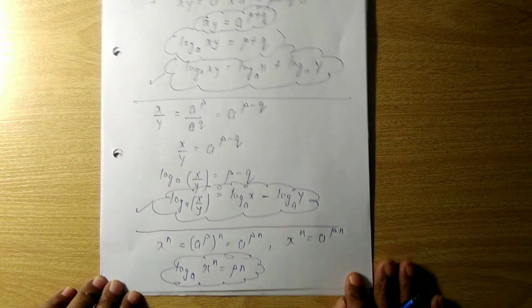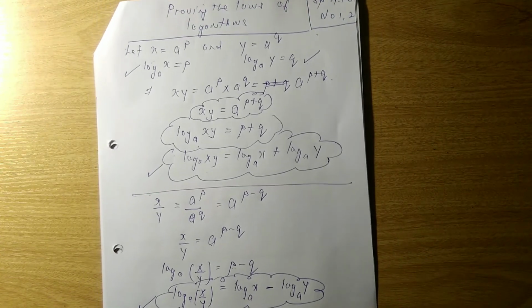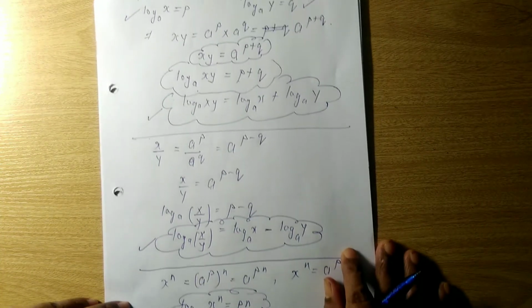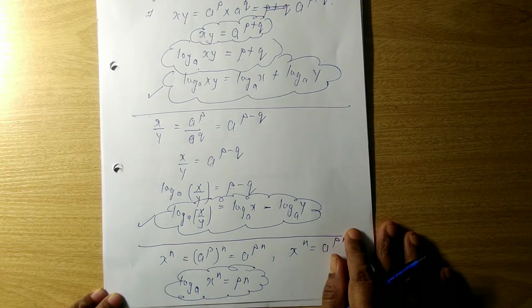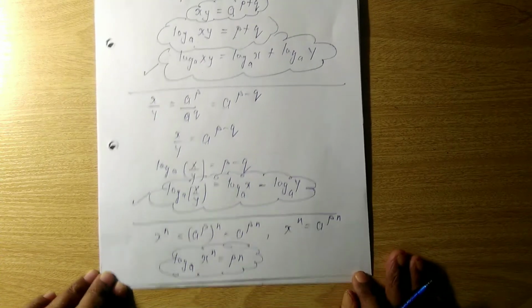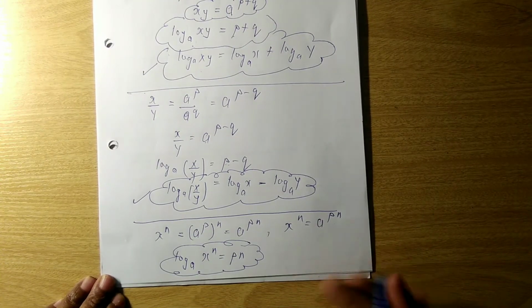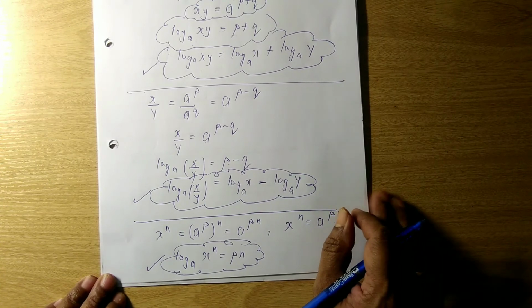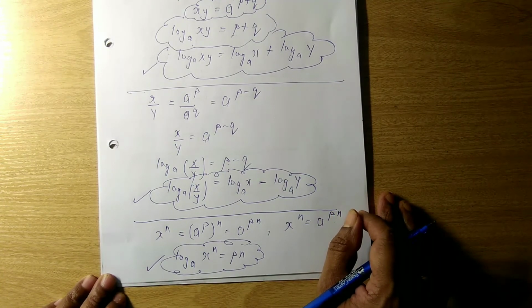So that's the first one, product. The second one is division or quotient, and the third one is raised to a power. So these are the 3 laws under logarithms.